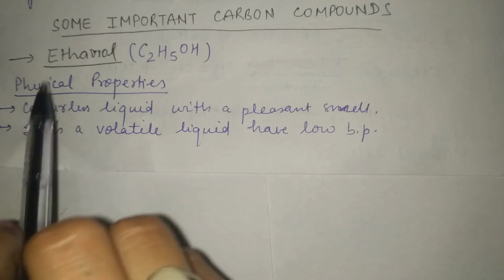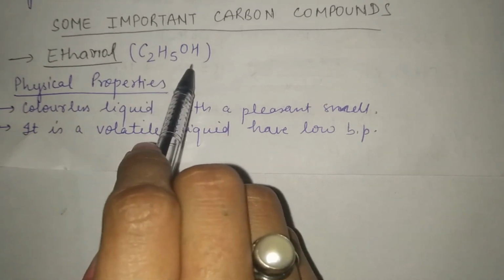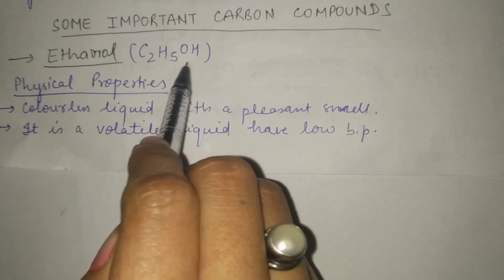Now first of all I will start with some important carbon compounds in which I will cover ethanol and acetic acid, ethanoic acid. So first of all, ethanol. The molecular formula of ethanol is C2H5OH. It has the OH functional group.